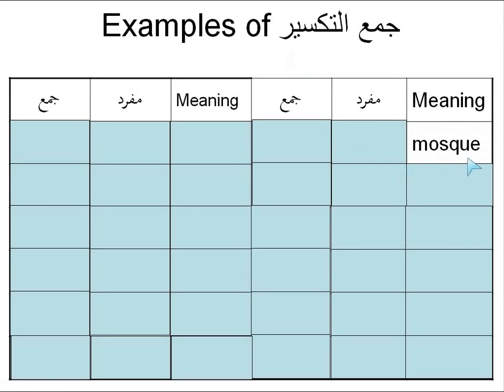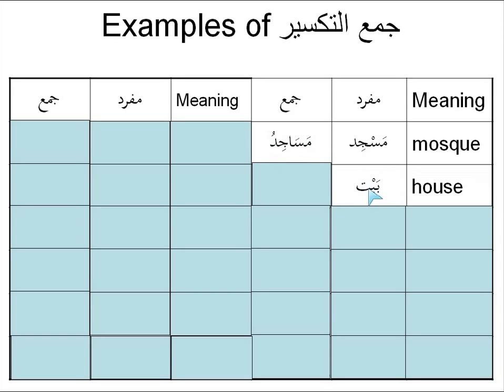So let's take the word mosque. We've met this. The mufrad, or the singular, is masjid. The jam' or the plural is masajid. And if you look at this, it ends with a single dhamma on the dal, the final letter, and whenever you see that, then you should know that in an Arabic dictionary that means the word is mamnu' min as-sarf.